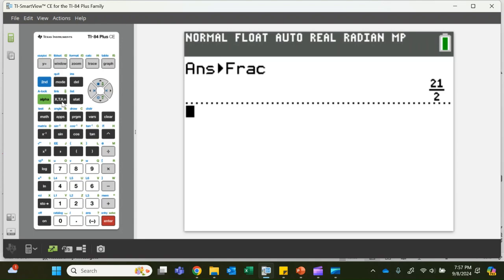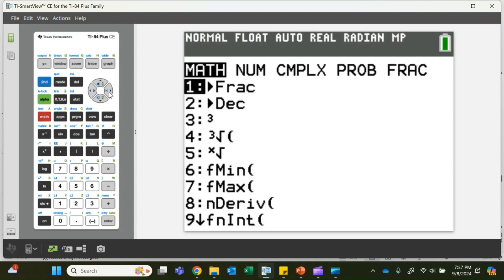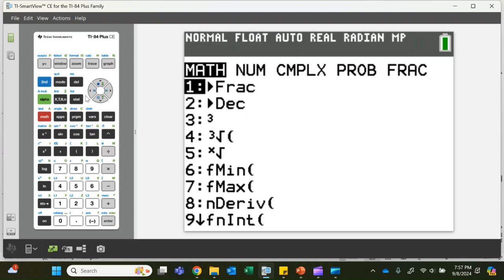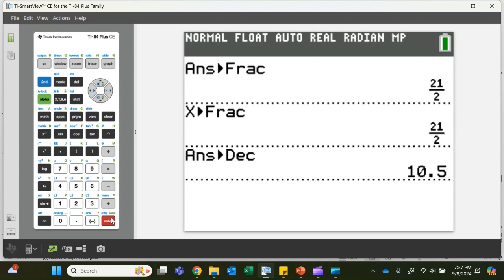If you're a little skeptical about it, hit the X button so that it knows you're indicating the X that you're looking at, and then convert it into a fraction. The last X that you found for that zero, it'll pull it out and turn it into a fraction. You can also turn it back into a decimal if you need to. Just turn it back into a decimal, 10.5.